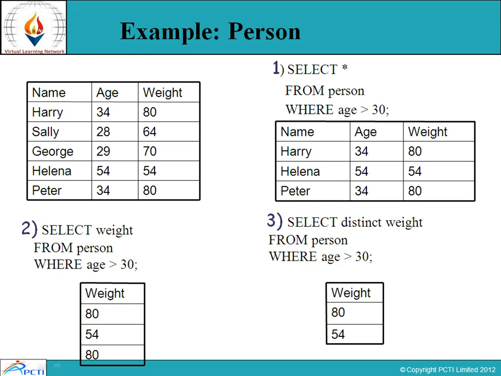The third query is select distinct weight, meaning unique, not repeated, from person where age is greater than 30. In the last column we applied weight, and here 80 is repeated two times. So it shows you distinct, only taking 80 a single time, and 54. This is the example we applied on the DML statements using the select clause.